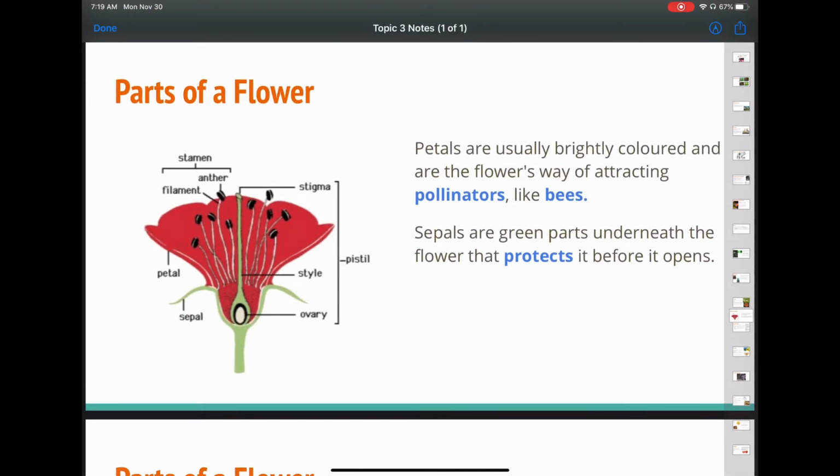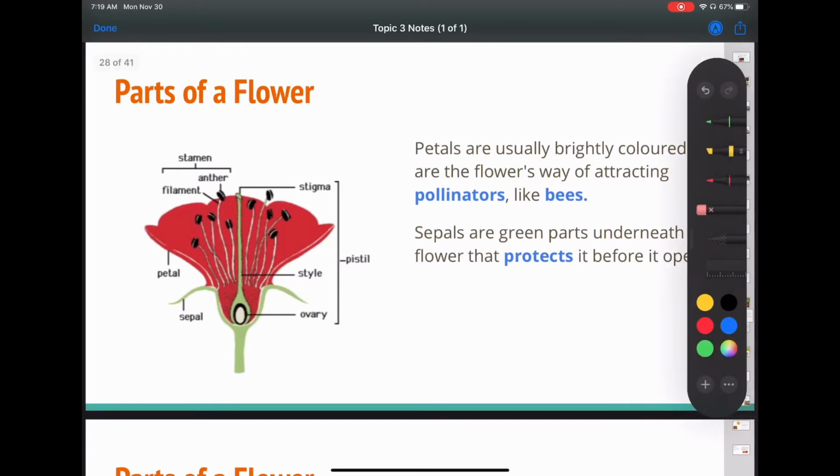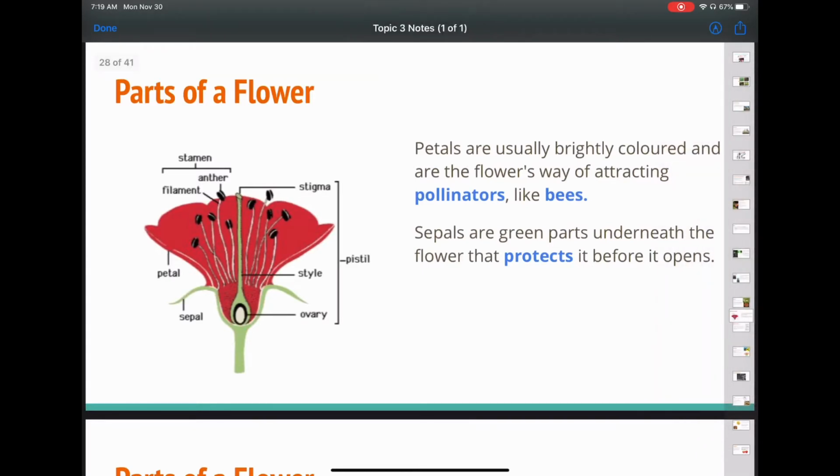Okay, parts of the flower. This is probably the biggest part within this topic, or the topic 3 notes. So the parts of the flower. If we take a look, the petals are generally bright colored. The flower's way of attracting pollinators like bees is to have, again, bright flowers and to also have that sweet smelling nectar within it.